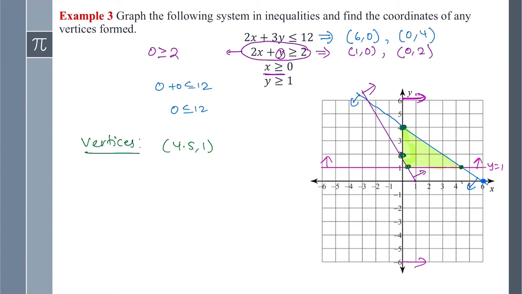I'm not sure. We'll just guess. Okay, so (0.5, 1). And then this one looks like it is (0, 2). And then the one over here, right here, that is (0, 4). So these are the vertices. This is important when we do the linear programming. So the next example we are going to look at will use this.